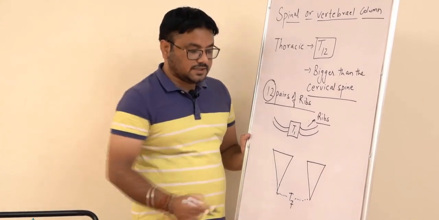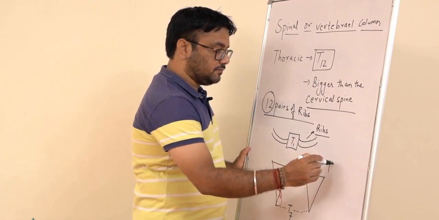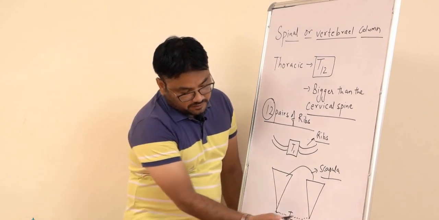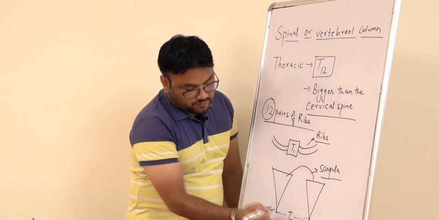here we find T7. So the scapula, that is your shoulder blade. If you go through the tip of the triangle of the scapula bone, through the center line, we find T7.